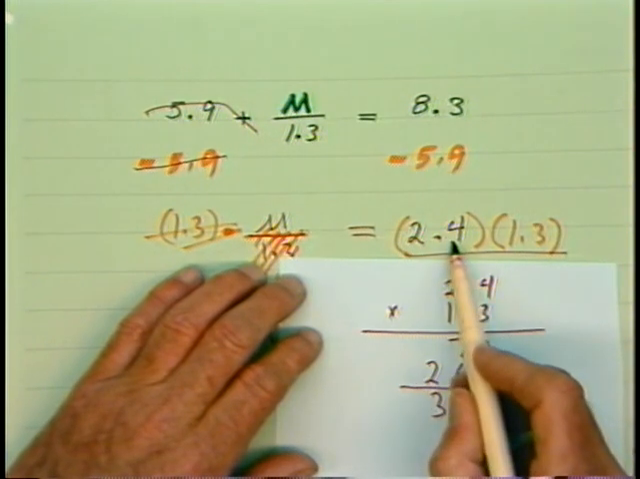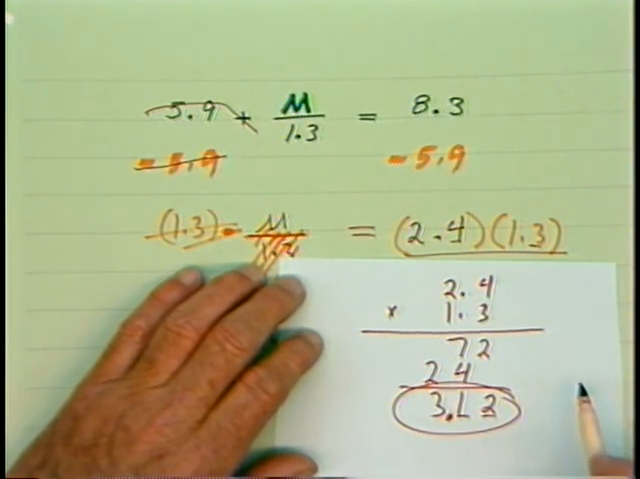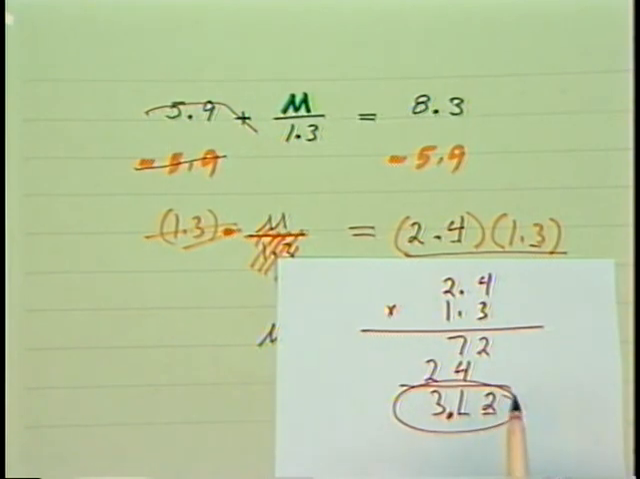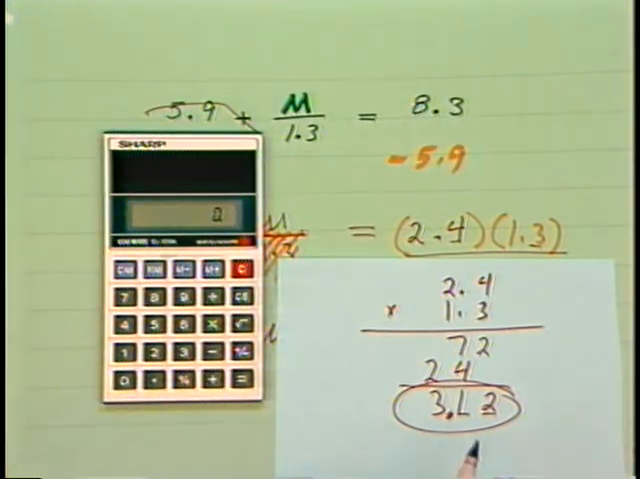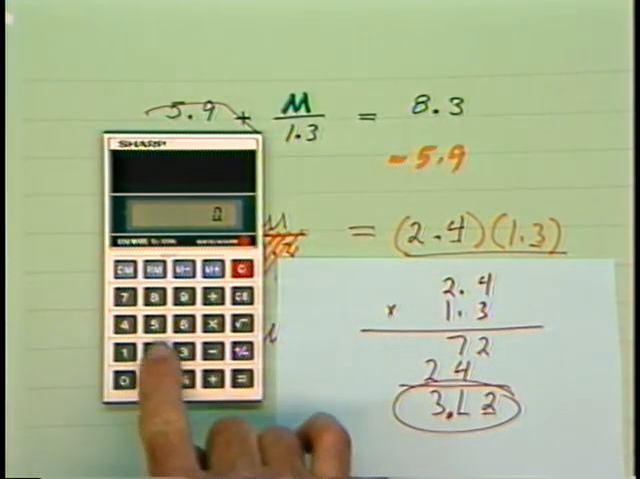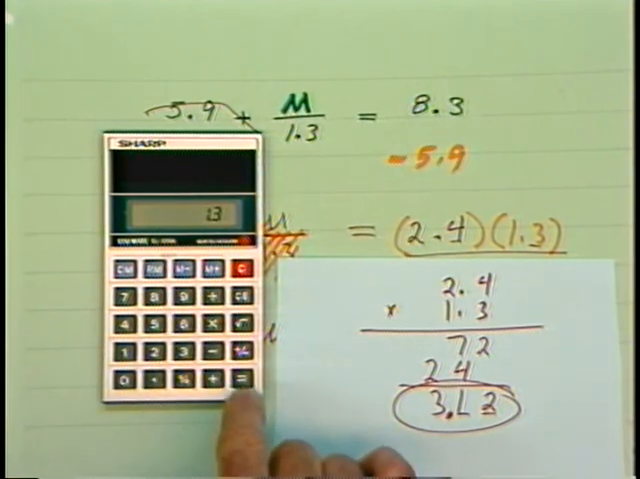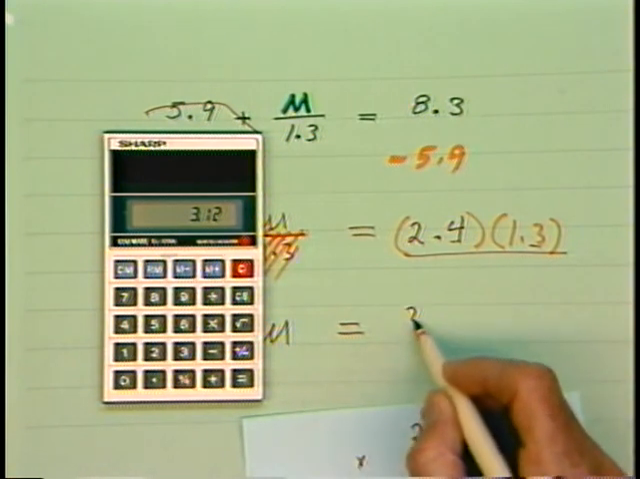Then I count the number of decimal places, starting at the right end, give it to my product, and we're claiming by hand my answer is 3.12. Then double check it on the calculator. 2.4 times 1.3 equals 3.12, and we know that we're correct.